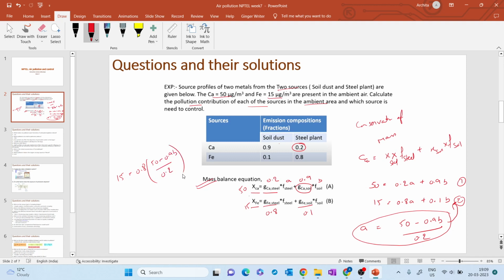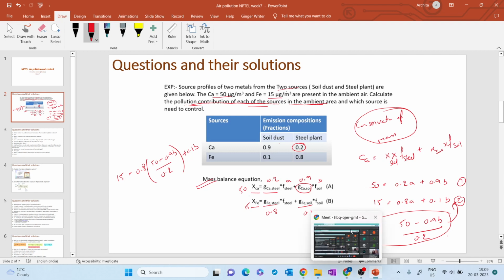So when you solve this equation, you get the value of B, and similarly whatever you get for B, you put it in this and you get A. So that A and B is the pollution contribution of each of the sources in the ambient area. Okay, so it's as simple as this, because what you do is you make a simple mass balance equation based on the concept of conservation of mass. If you have any question about it, you can ask. Otherwise, we'll go ahead.